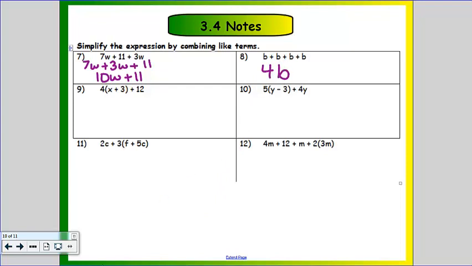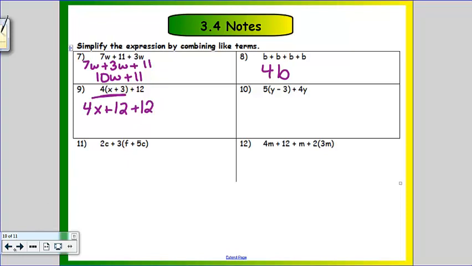Number 9, we have some distributive property here, and we also have some addition. So we're going to start with the distributive property because technically we are multiplying there. We always multiply before we add. So for the first part, we are going to distribute the 4 to the x and 3. So we have 4x plus 12, and then we still have that plus 12 on the right-hand side.